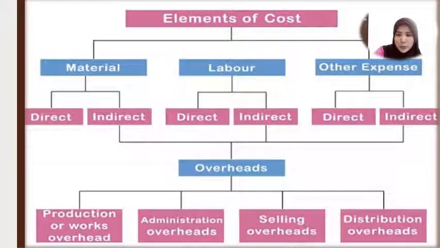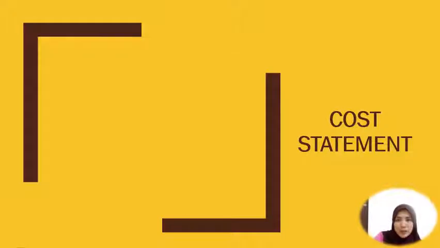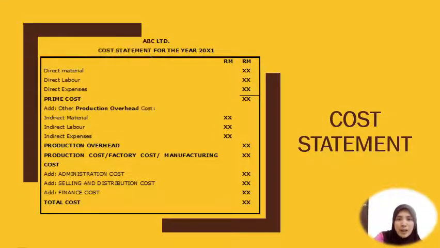Okay, so this one is the elements of cost that I mentioned. In order for you to prepare a cost statement, you must be able to identify the materials, labor and other expenses cost, which are direct and indirect. So I'm sure you know all the indirect cost. There is one classification we call overhead cost, and under overhead there are the production overhead, administration overhead, selling, and sometimes direct expenses overhead.